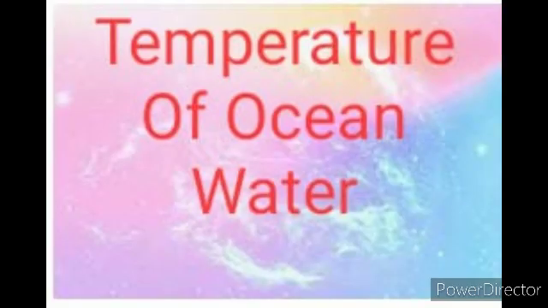About the temperature of ocean water, although we have discussed before that the salinity of ocean water varies from place to place, ocean water receives energy from the sun. It is hottest near the equator and the coldest near the poles. One more factor which affects the temperature of ocean water is ocean currents. The warm currents raise the temperature, whereas the cold currents lower the temperature.